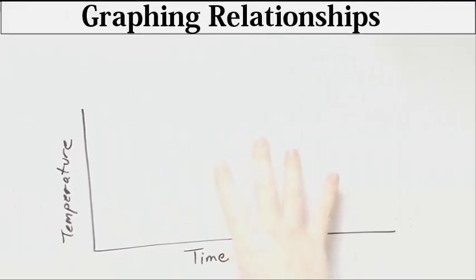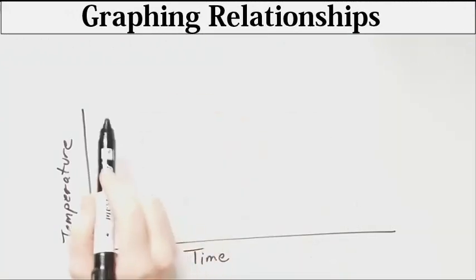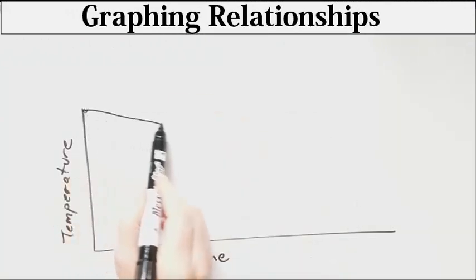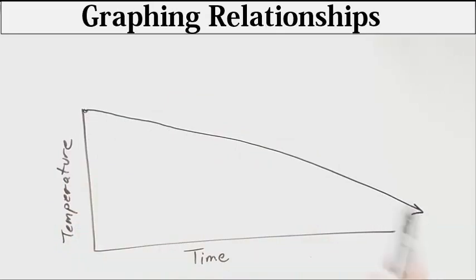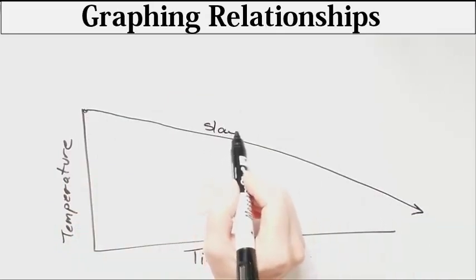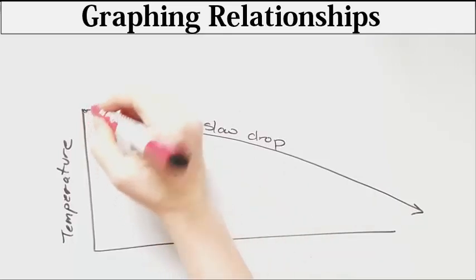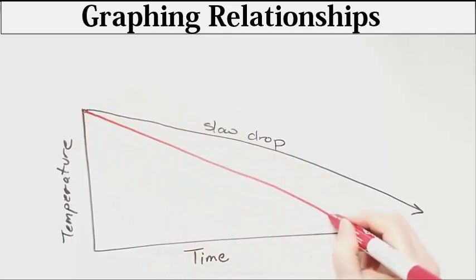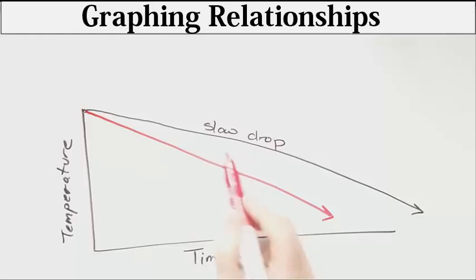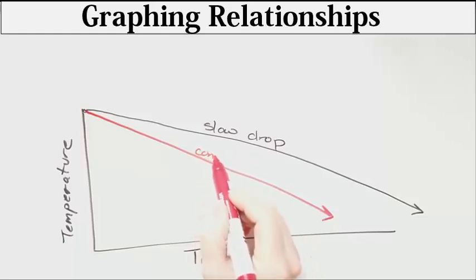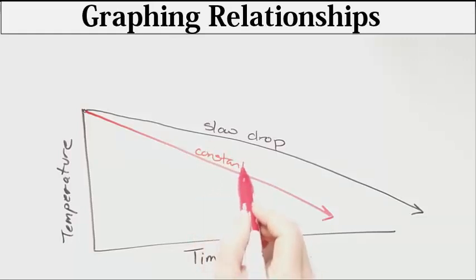It's the same exact principle as before, but now we're falling. So if we were up here on our mountain and we were falling like this, this would have been a slow drop or a slow fall. How does that compare to a mountain that would have gone like this? This would kind of have been a consistent drop or a constant drop.